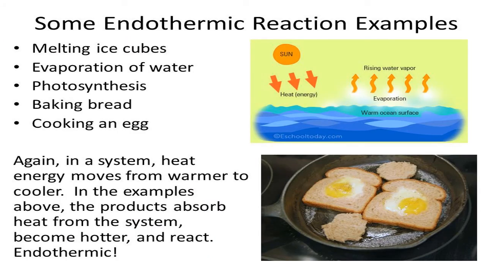If we have a look at some examples of endothermic reactions: melting ice cubes or melting ice cream. The melting occurs by absorbing heat from the environment, like the evaporation of water. For evaporation, the water absorbs heat from the surroundings. The photosynthesis process uses the energy of the sun. And then baking bread, cooking an egg. These things involve heat. So these are all examples of endothermic reactions.